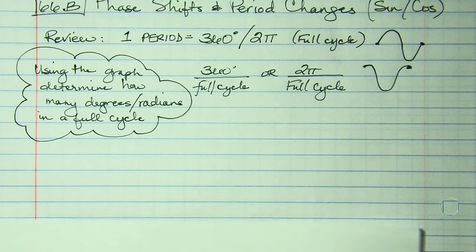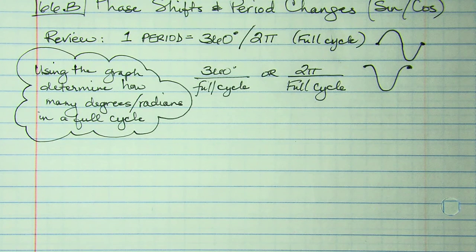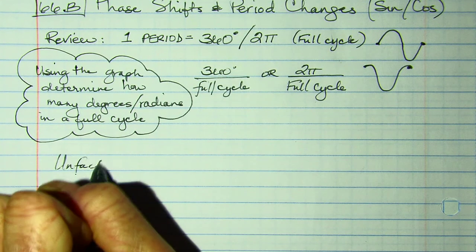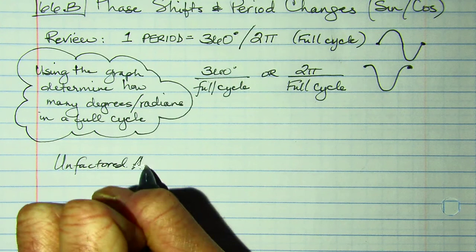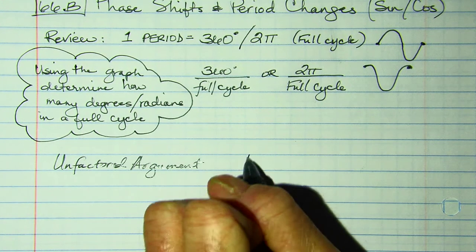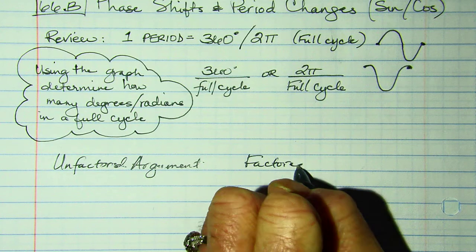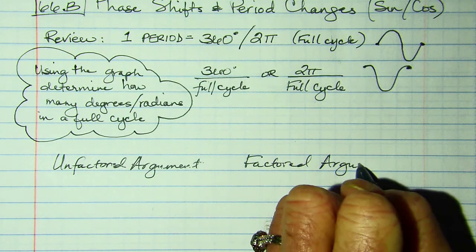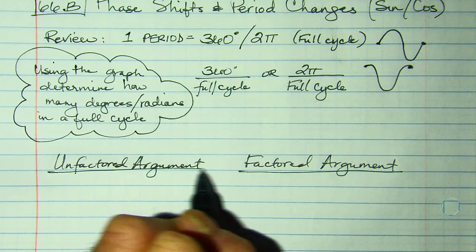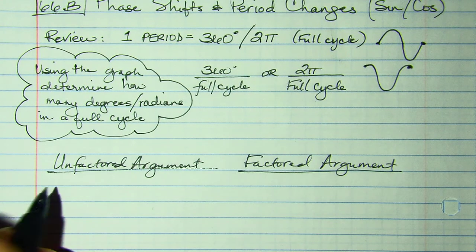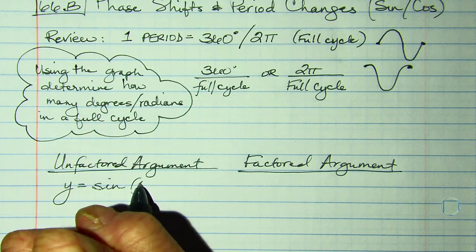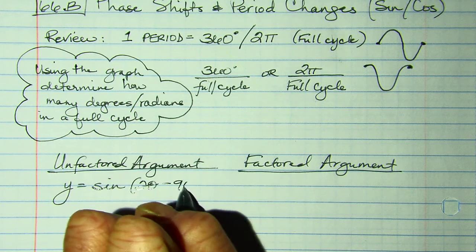66.B goes over two ways to write the period. One is an unfactored argument, and one is a factored argument. So there are two ways to write our equations using the period that we have determined. Unfactored would look like this: I would write y equals sine, and then in parentheses 2 theta minus 90 degrees.